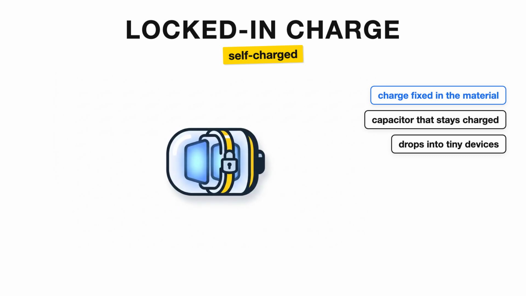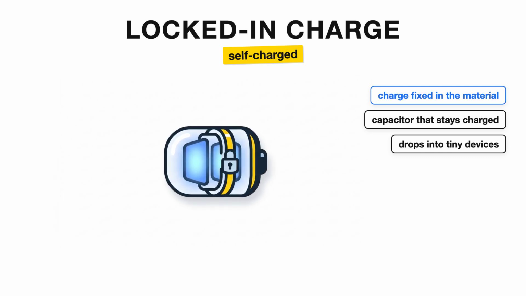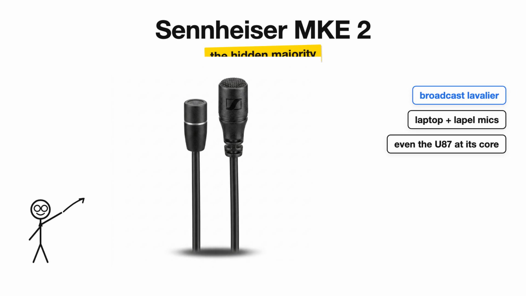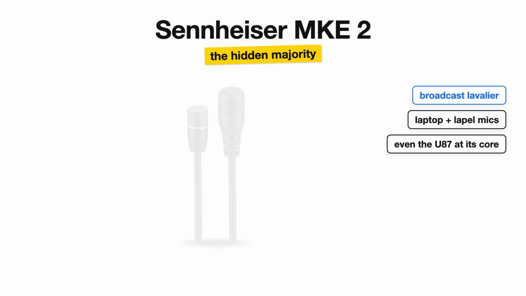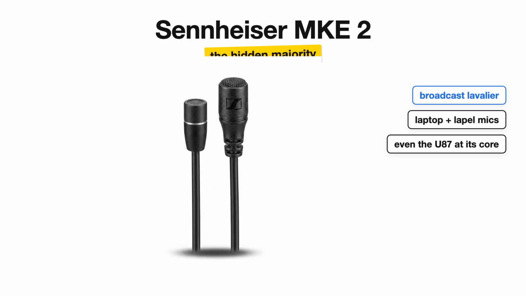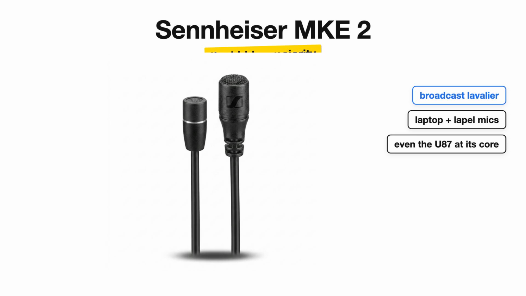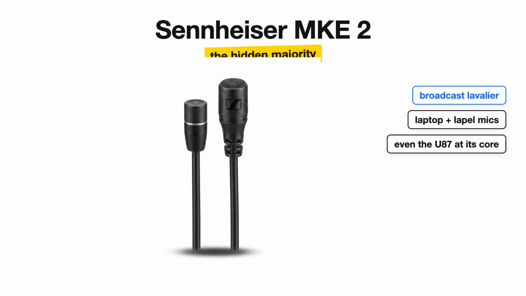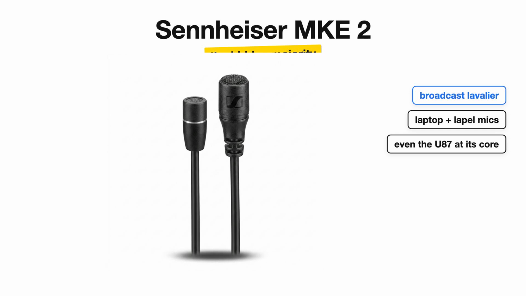Many electrets do carry a small battery or low-voltage power for an internal amplifier circuit, but the transduction element is self-contained. That makes them small, cheap to manufacture, and easy to drop into compact devices. Your laptop's built-in microphone is almost certainly an electret. The lavalier mic clipped to a newscaster's lapel is an electret. The Sennheiser MKE2, a professional broadcast lavalier, is an electret condenser. Even the Neumann U87, that $3,600 studio benchmark, runs electret technology at its core.